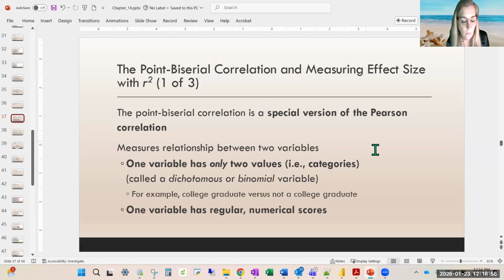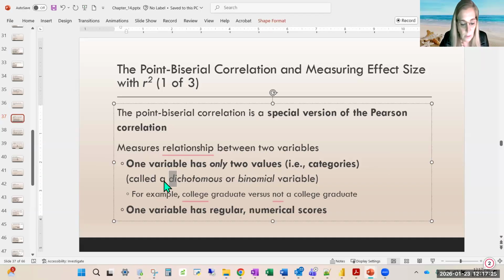All right, as far as the point-biserial correlation, this helps to measure effect size with R squared. It's a special version of the Pearson correlation, and it will measure relationships between two variables. This is where one variable has only two values. You will have categories, and these would be called dichotomous or binomial variables. Bi meaning two, or di also meaning two.